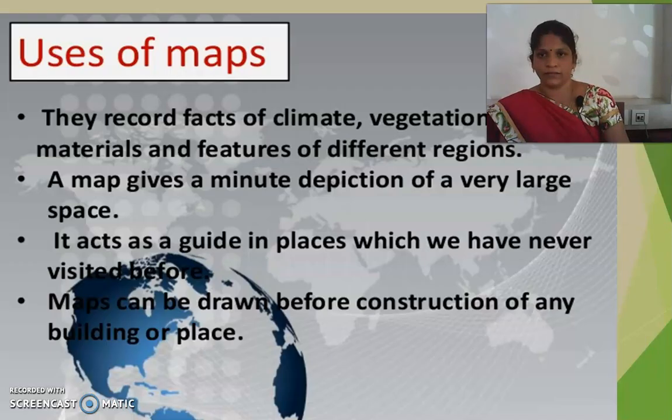Then the uses of maps. Already we saw some purposes of maps. Here, they record facts of climate, vegetation, materials and features of different regions. A map gives a minute depiction of a very large space. It acts as a guide in a place which we have never visited before. Maps can be drawn before construction of any building or place. Yes children, these are the important points I am giving, the uses of maps.